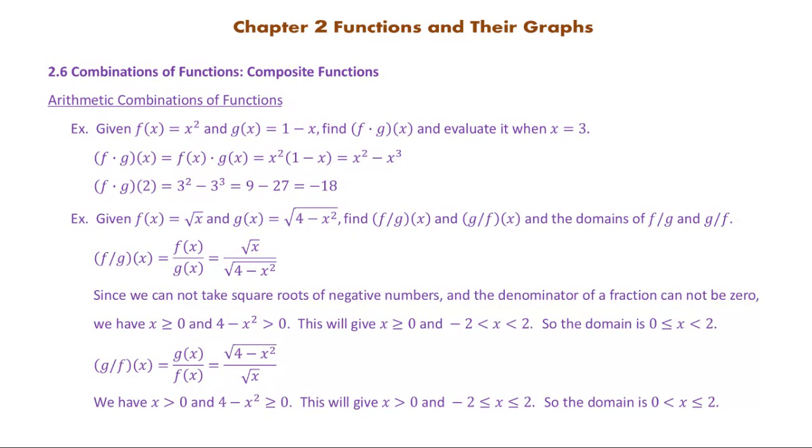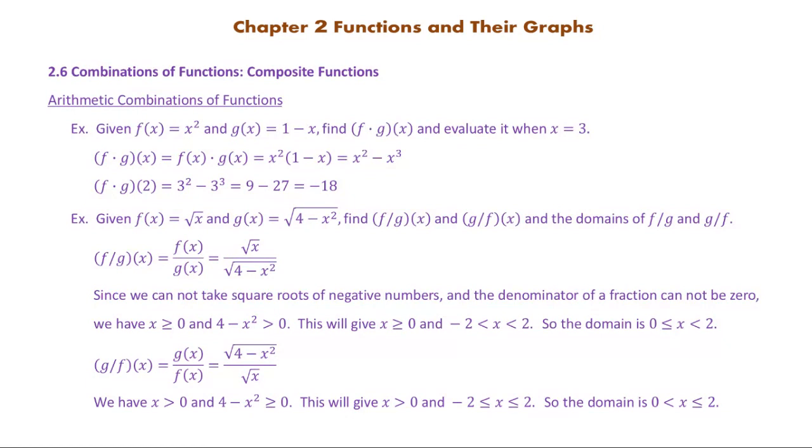So that's pretty easy. Now, in the next example, we're going to divide two functions, f and g, and then we need to find the domains of f over g and g over f. Okay. So f equals square root of x and g equals square root of 4 minus x squared. If you divide those two functions, you get f over g, which is square root of x over square root of 4 minus x squared.